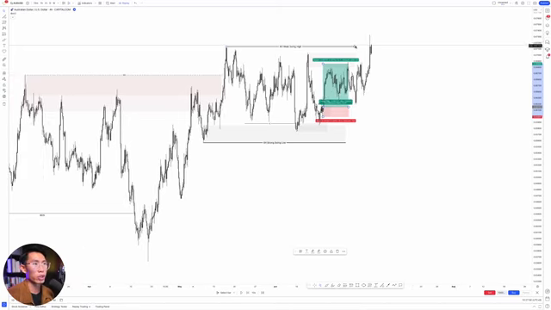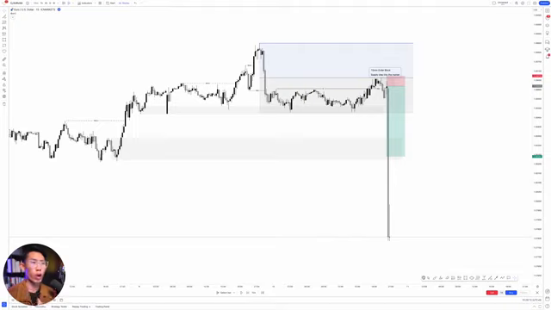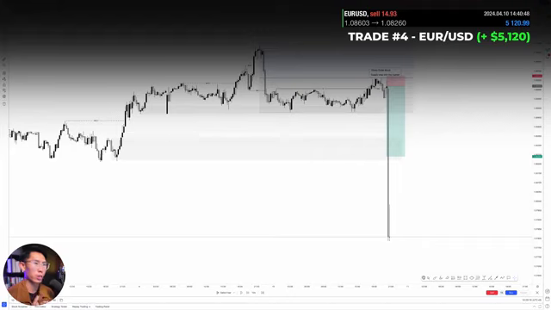Yeah, I can see price eventually break above this wick swing high and continue this bullish order flow. Okay, trade number 4 was interesting. I made about $5,100 in like 15 minutes or less than that.